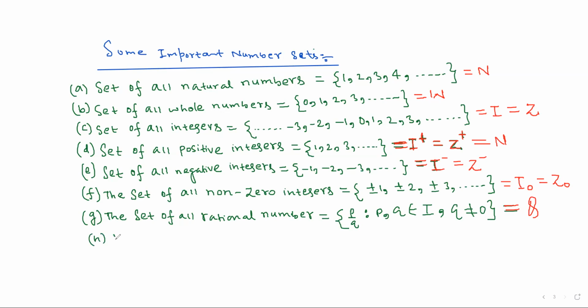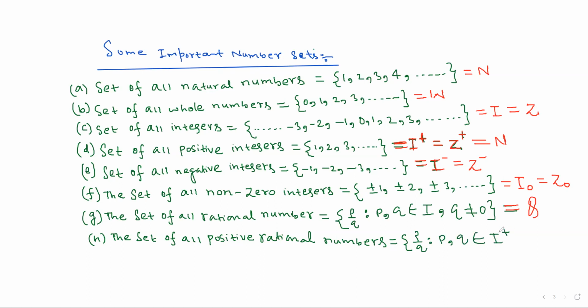Next, the set of all positive rational numbers. So basically p by q such that p and q both belong to positive integers, and the set of positive rational numbers is represented by Q plus. Okay, Q plus.